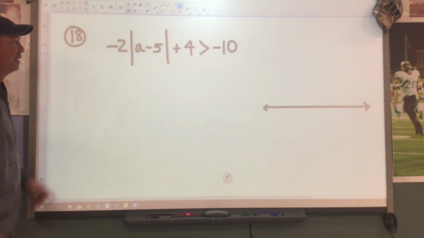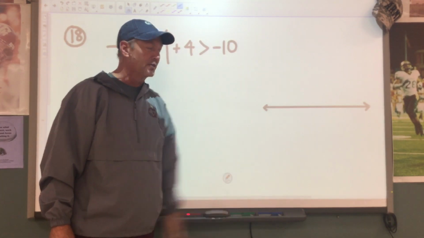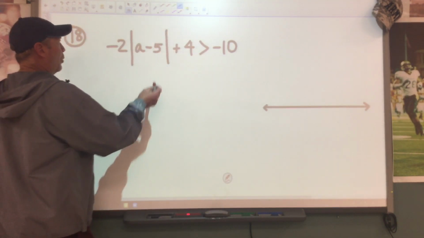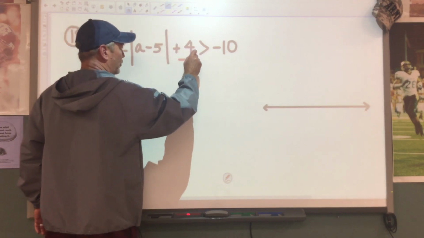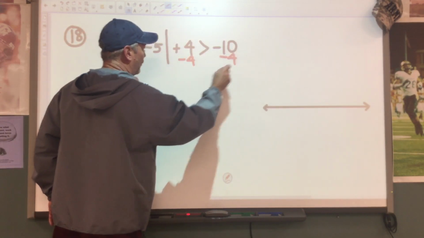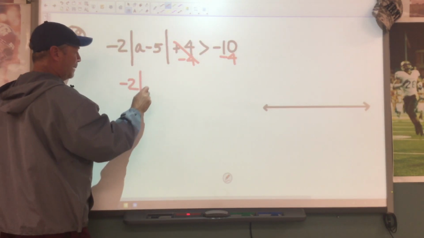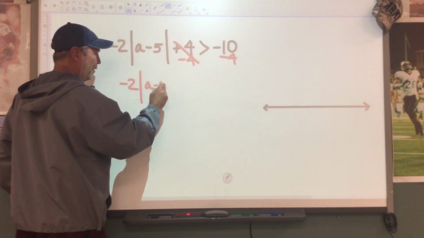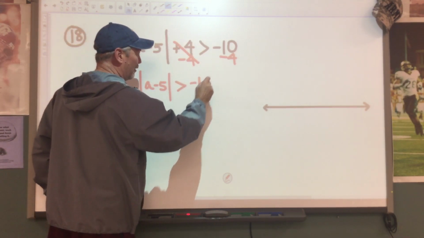Number 18. We're going to solve an inequality. This time they ask us to graph it. So we're going to graph this guy. Step 1, we're going to move the 4 to the other side. We're going to say minus 4, minus 4. This is going to cancel. That leaves me with negative 2, absolute value of a minus 5, is greater than, that's going to give me a negative 14.